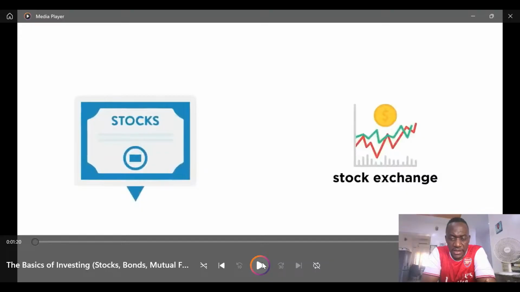The Nigerian Stock Exchange, and you trade it in Nigeria through the NGX.